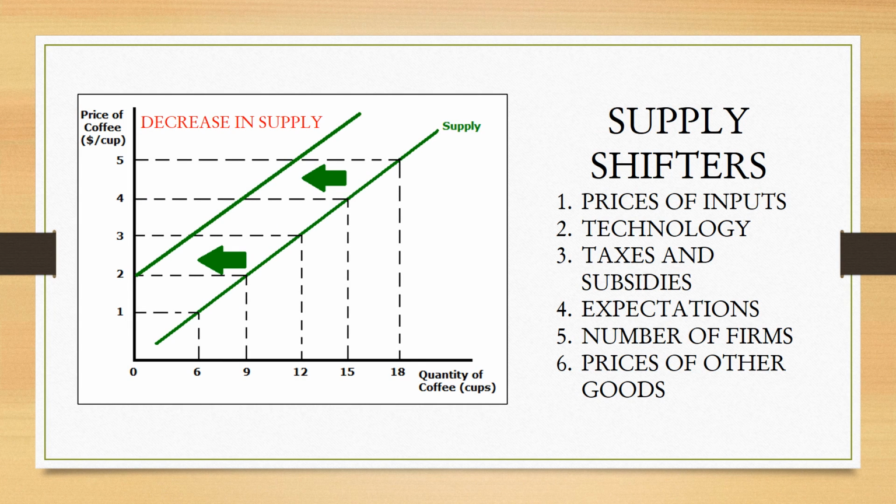Okay, supply shifters. There are several things that can actually move the supply curve. Okay, prices of inputs, technology, taxes and subsidies, expectations, number of firms, and prices of other goods. If you have a decrease in supply, your supply curve is going to shift to the left. Okay, to the left is the decrease.